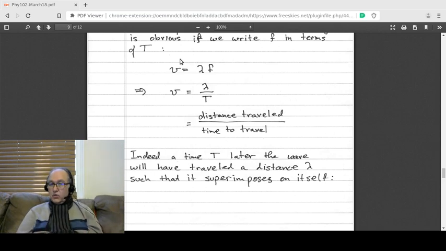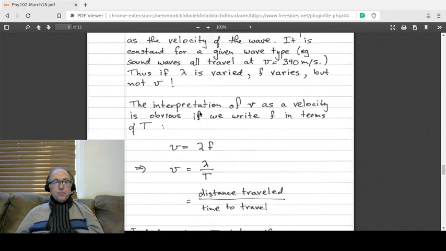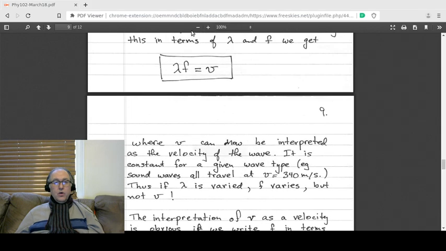So that's one of the first conclusions that comes out of this wave equation, that basically you have a wave which will travel at a constant velocity. We're looking at the equation in the box there: a wave which travels at a constant velocity such that v is equal to lambda f.